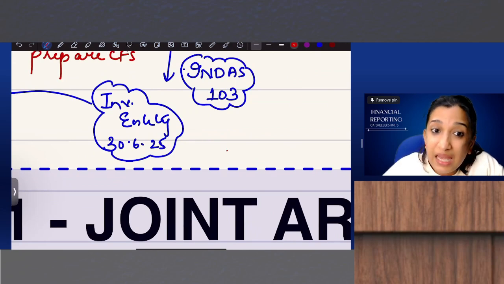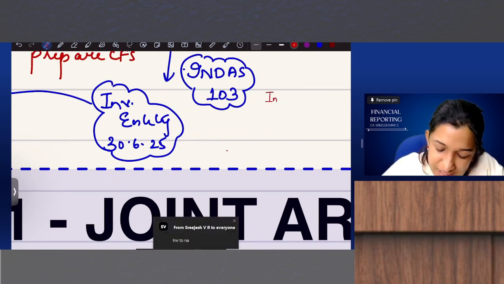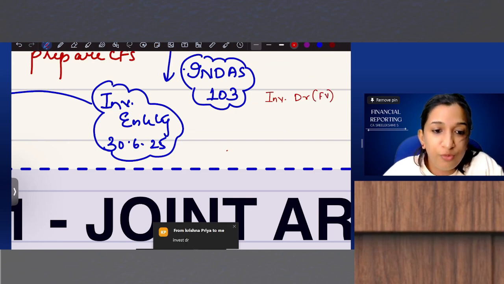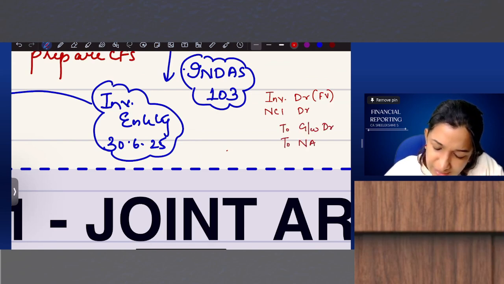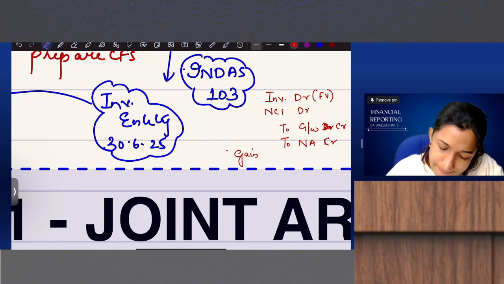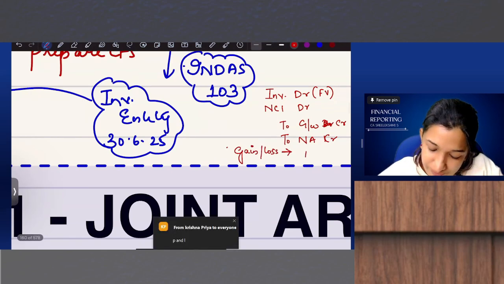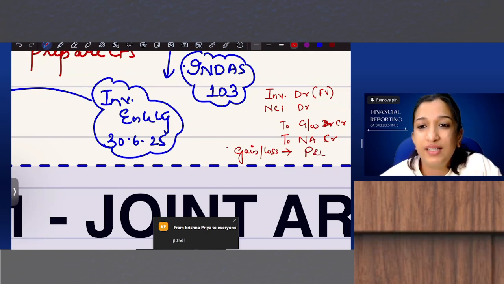Journal entry is, bank debit will not come. Investment debit. You debit investment at fair value. Cancel NCI if you have. Cancel goodwill if you have. Cancel net assets. Derecognize. Your goodwill credit. Credit. Gain or loss to P&L. Are you guys clear? This point, is it okay?